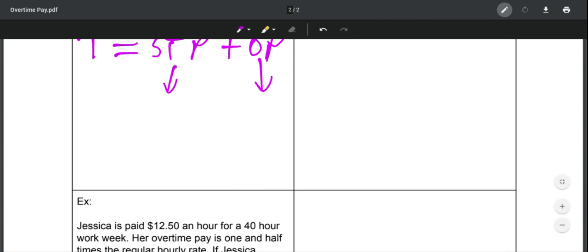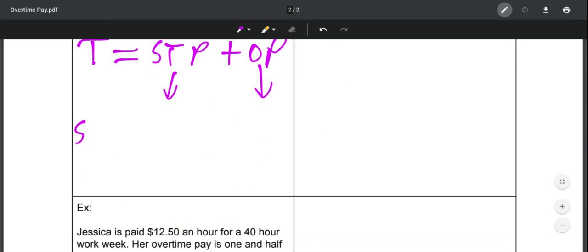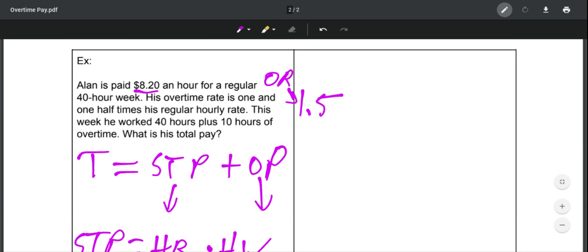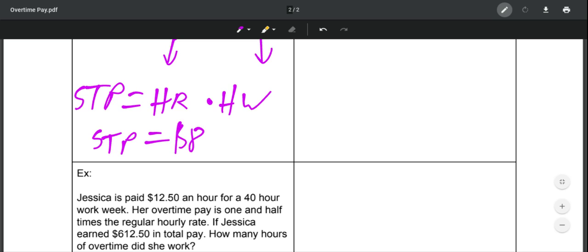We'll start off with our straight time pay. Straight time pay is going to equal our hourly rate, HR, times our hours worked, HW. So STP is going to equal $8.20 times 40, which should give us 328. Let's make sure. 8.20 times 40. Yep, so our straight time pay is $328.